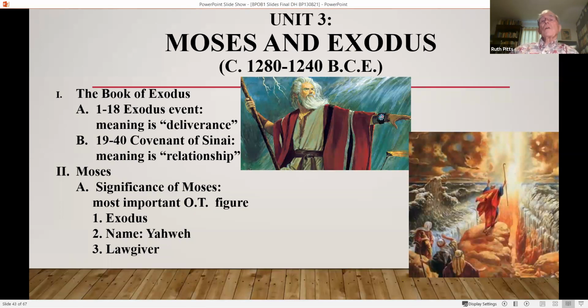Okay, so Moses' significance. Moses is generally recognized as the most important figure in the Old Testament. Why? Well, he is the physical leader of this Exodus. He identifies the name of God, Yahweh, which then begins to be used universally. And he is the lawgiver to this group of people. So the Torah, the first 5 books, the book of the law, now come to focus in the God who saved them, in the name of this God, and then the guidelines or the rules that he gives for them.